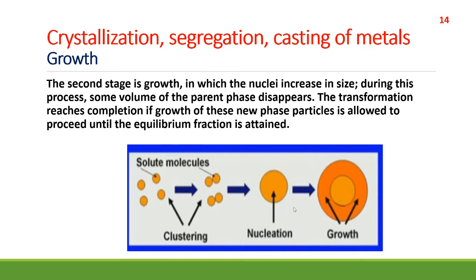During the process the volume will increase and some of the parent volume will disappear, and you can see that in the second picture. These are the clusters. They become a nucleus when they cross the critical radius, and here you see the nucleus has grown. So this is the growth.